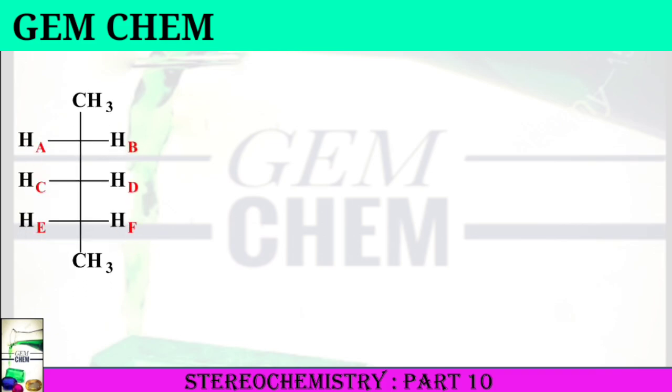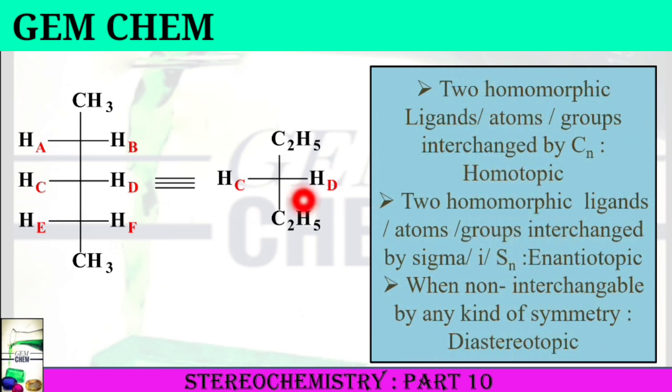Next we are going to replace another two hydrogens with X. We have compressed the upper part and the lower part, and we are going to see the relationship between HC and HD. In this case, if you try to do it, it is homotopic, because once you rotate the molecule, the same molecule is obtained. If two homomorphic ligands, atoms or groups are interchanged by Cn, then this is homotopic, since you can rotate it by 180 degrees, that is the C2 axis, to get the same hydrogen in the same place. As a result, we can conclude that these are homotopic hydrogens.